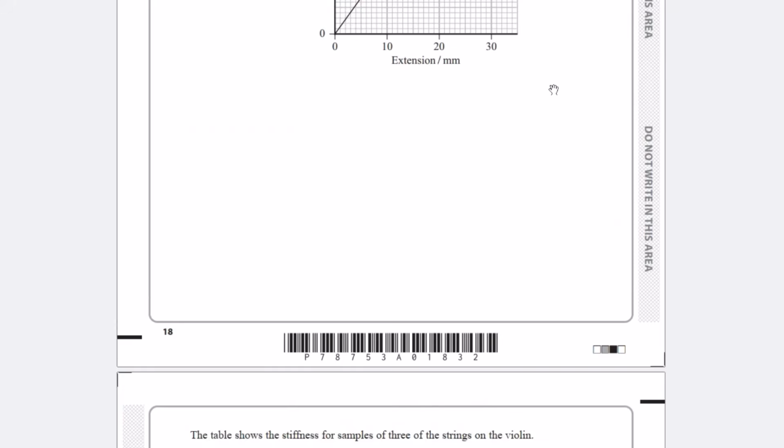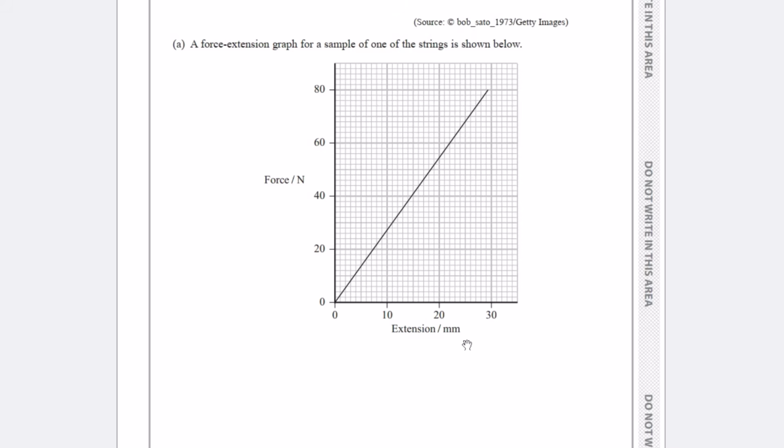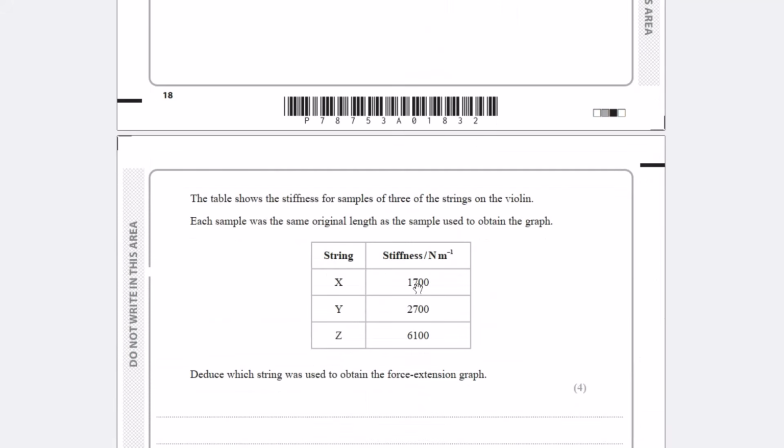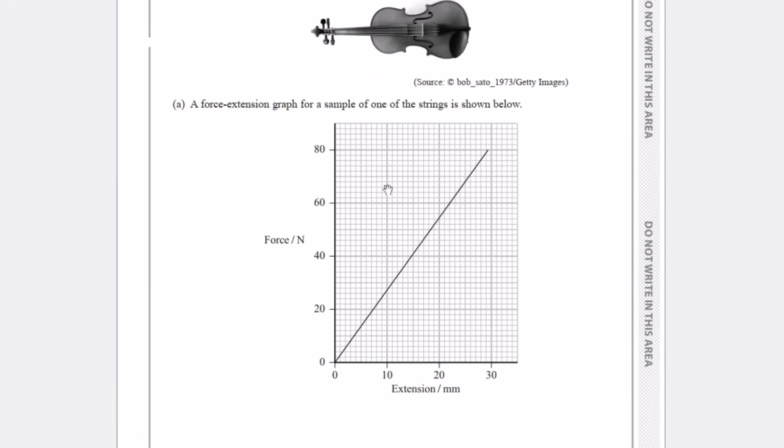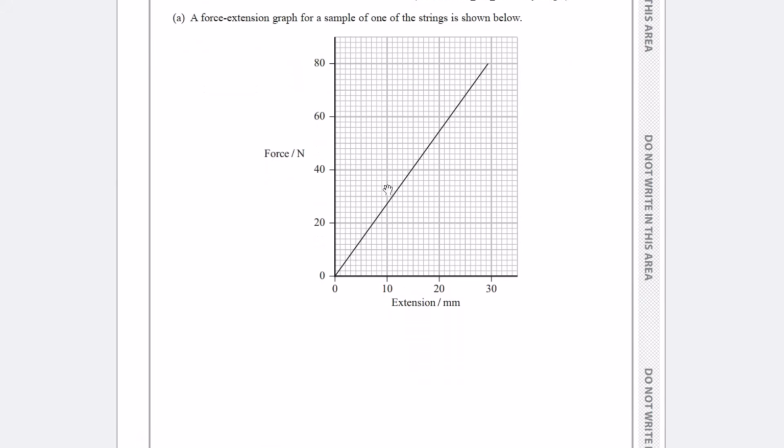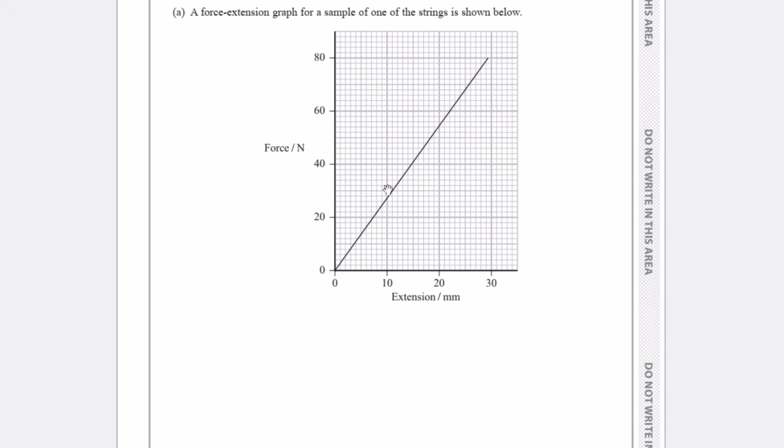So all you have to do is just from this force extension graph calculate the gradient, and the gradient of force extension graph gives you the stiffness, and you find out the gradient from here, you get the stiffness, and you match with the stiffness from this table, right? Let's get started. Always remember, when you are finding out the gradient, always use a large triangle. This is imperative, everybody. This is very important that you always use a large triangle.